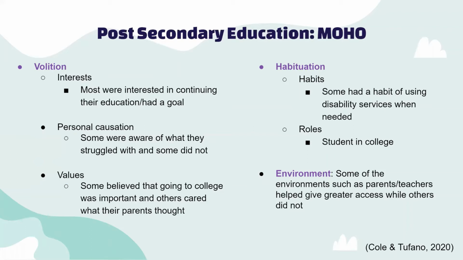And in terms of their environment, since they went to different schools, some of them had more supportive teachers or more supportive parents, which helped them with their transition and gave them greater access to what they needed, while other students had parents who kind of left them on their own to figure things out.